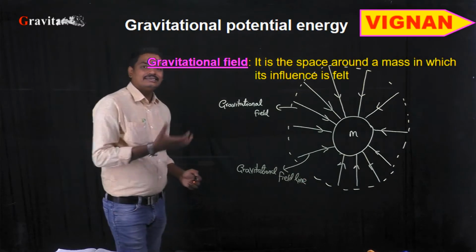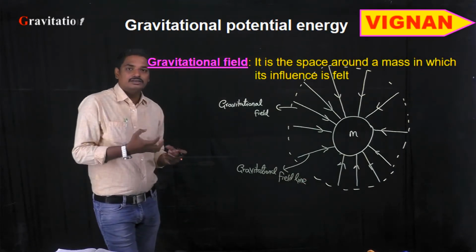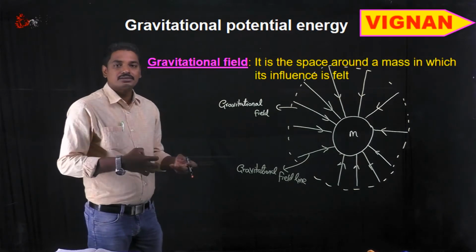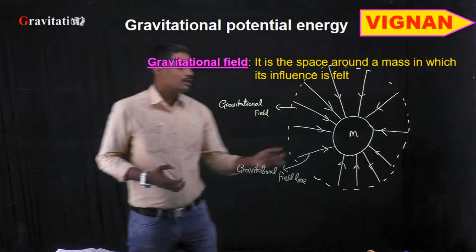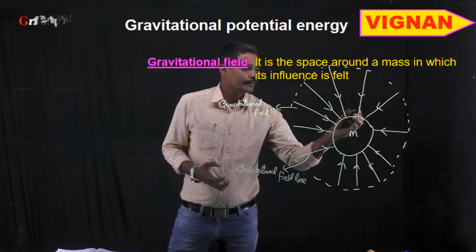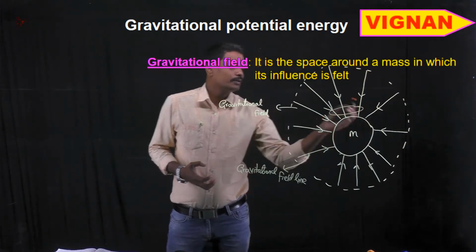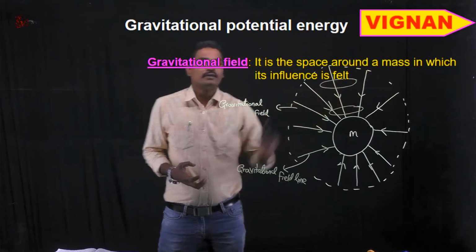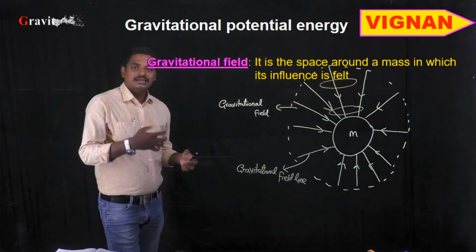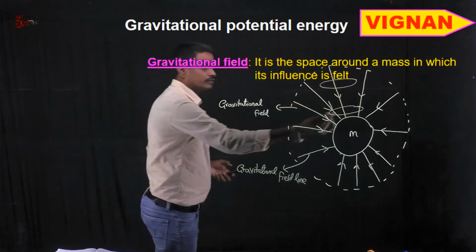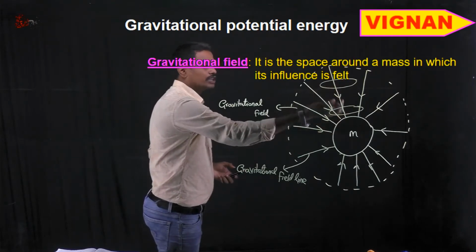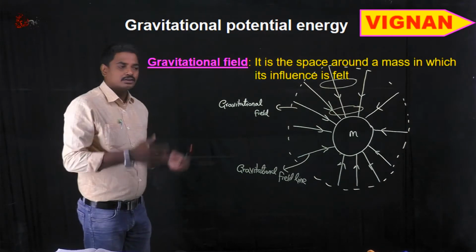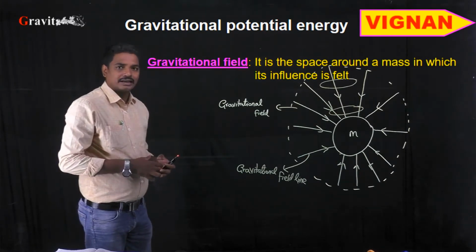The number of lines indicates the intensity: more lines mean more force of attraction, fewer lines mean less attraction. As we see here, for the same area near the mass there are more lines, and for the same area farther away fewer lines are present, which indicates that the force of attraction is greater near the mass and, as we go farther, the force of attraction decreases, right? So this is the gravitational field and the gravitational field lines.